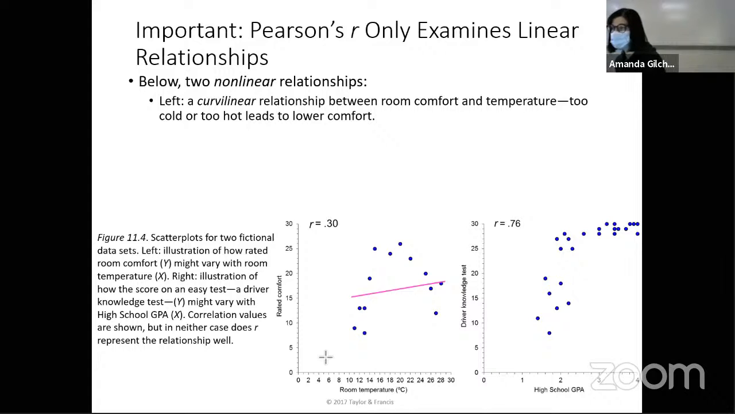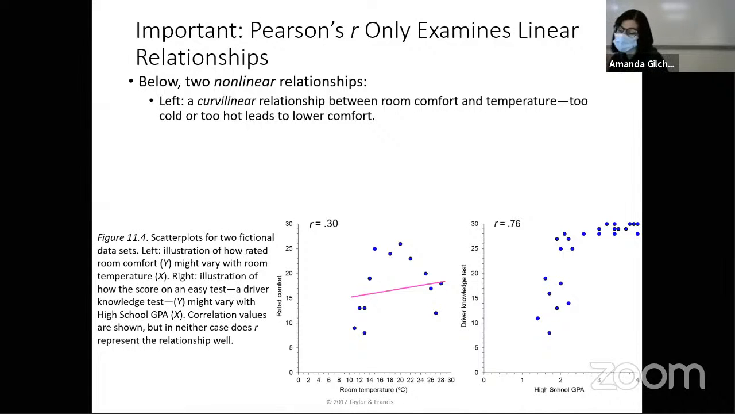Now, is that an accurate representation of the data? Absolutely not, because remember, Pearson's R is always looking for a line of best fit. This is what is called a curvilinear relationship or a quadratic relationship. It's a parabola. It's a quadratic relationship.